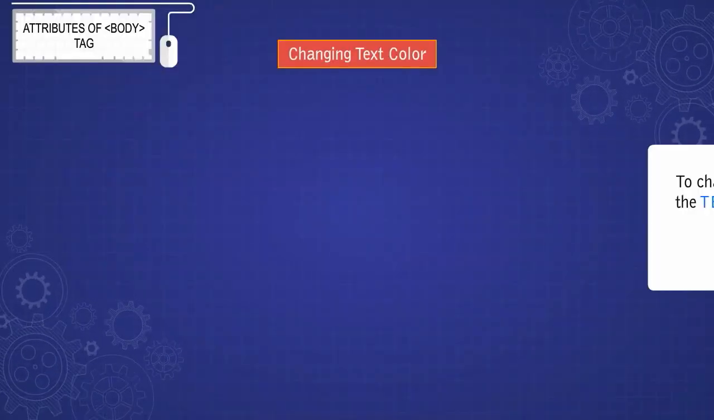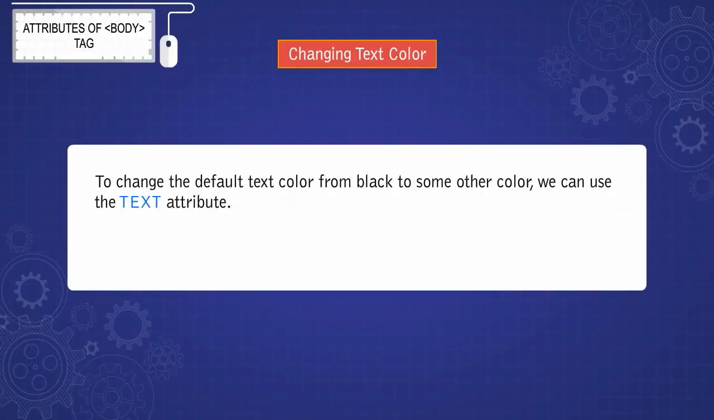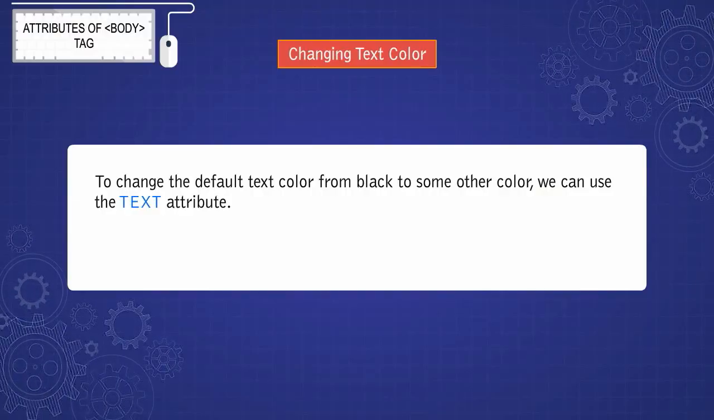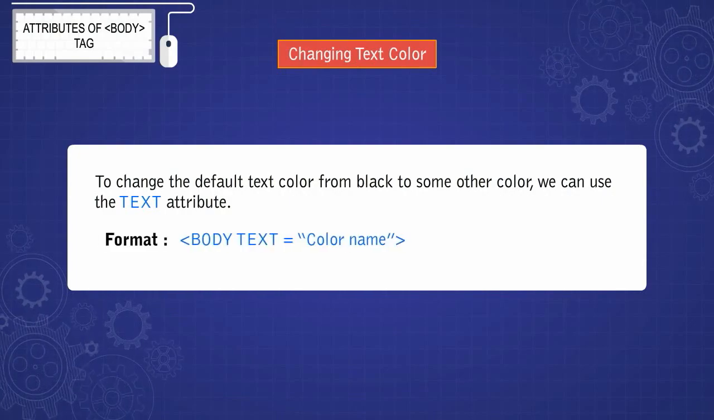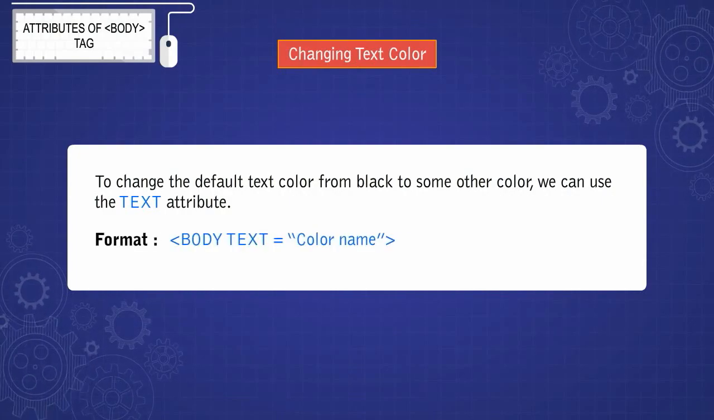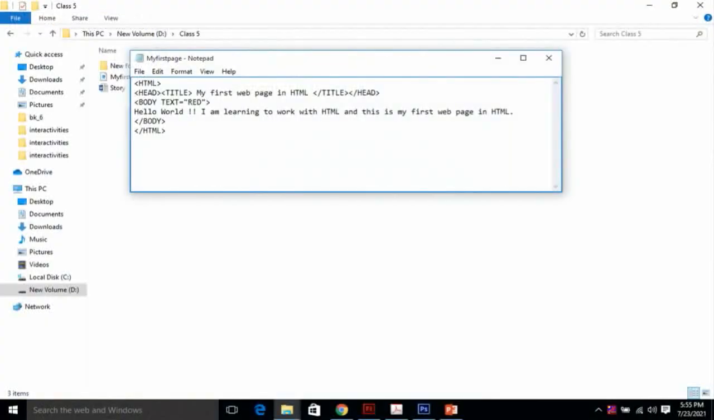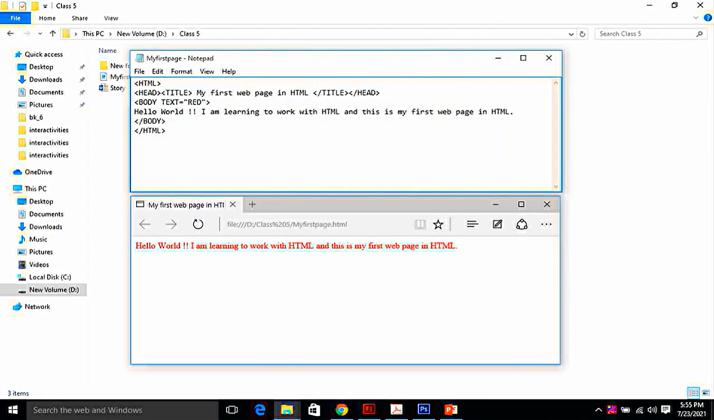Changing text color. To change the default text color from black to some other color, we can use the text attribute. Format. body text equal to, within quotes, color name. Example. Output.